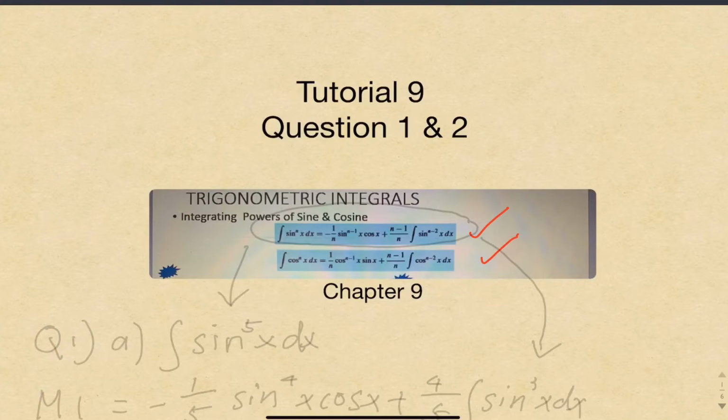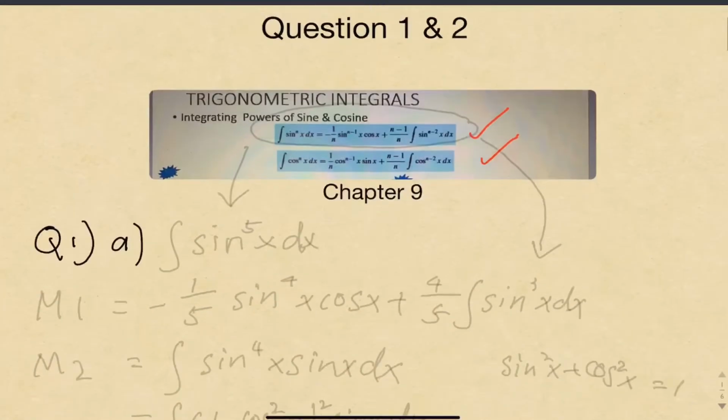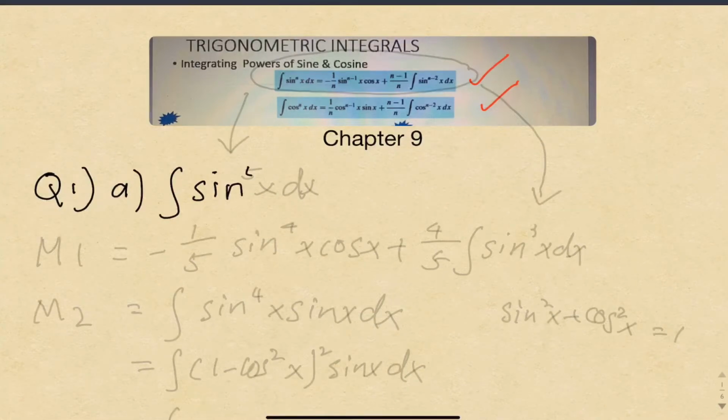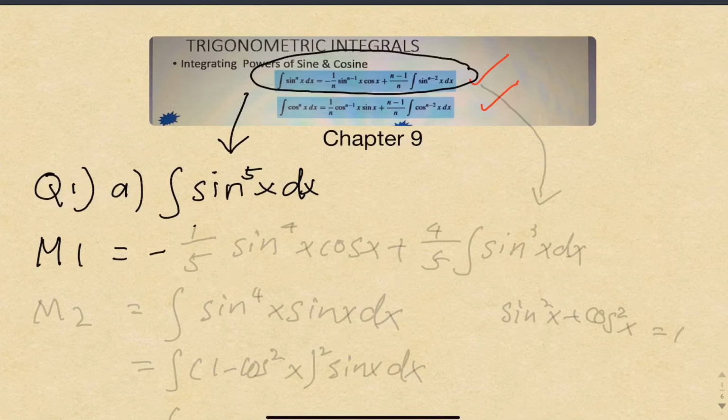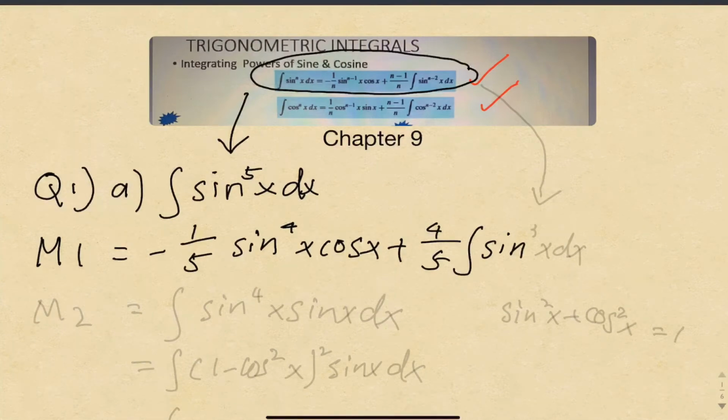So in tutorial 9, question 1, part A is to solve the integral of sine to the power of 5x dx. There are two methods. The first method is you can apply this formula to solve this. So it becomes negative 1 over 5 sine to the power of 4x cos x plus 4 over 5 times the integral of sine cubed x dx. You can reapply this formula to solve this integral. So this is method 1.